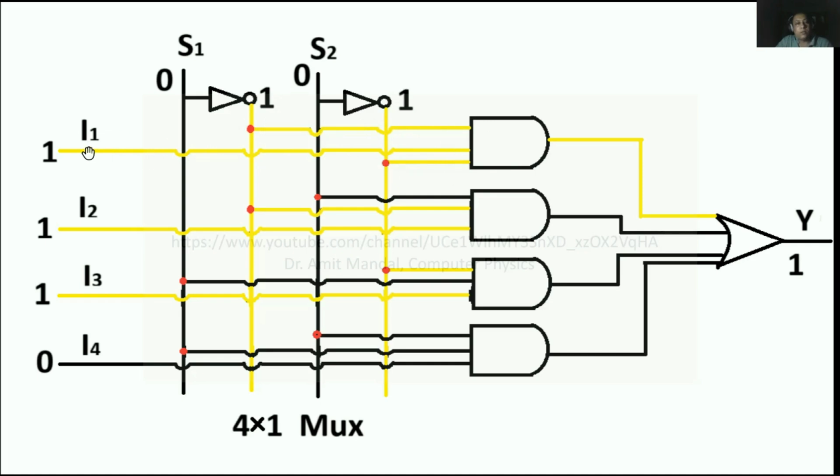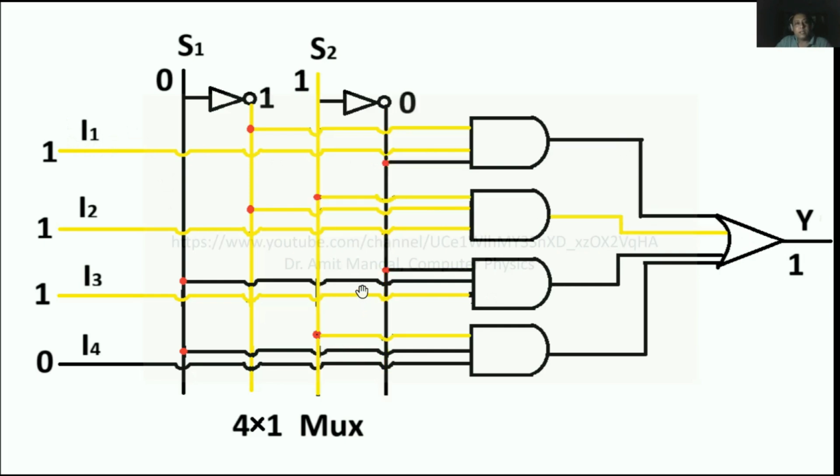You can see I1, S1 NOT and S2 NOT. So from this AND gate the data will come out because all three are 1. So 1 is coming out and passing through this OR gate, and the ultimate output is 1. Others are inhibited. The reason being, in case any one input of an AND gate is 0, then the output is 0. So only I1's data will pass through and others' data will not.